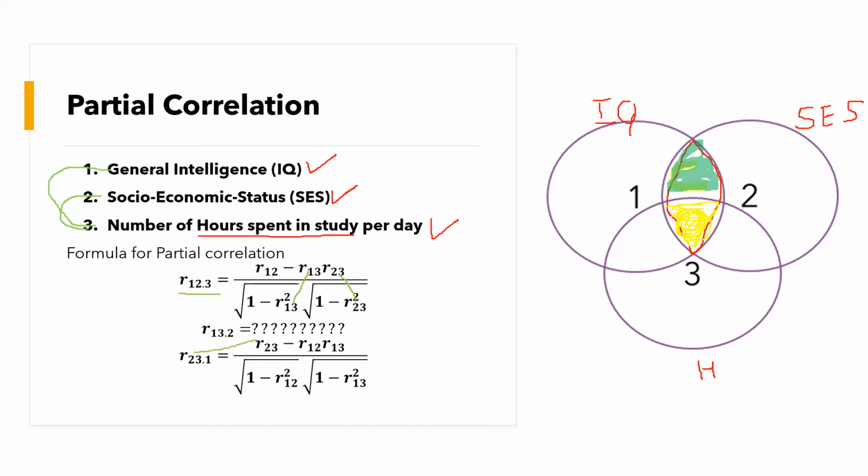In the second part, the relationship between 1 and 2. 1 and 2 means this one. So this is the part, and 3 and 1 is the next possible combination. Again we just use the denominator for these values. This is the way we can make any partial correlation formula. Now we take a hypothetical example.